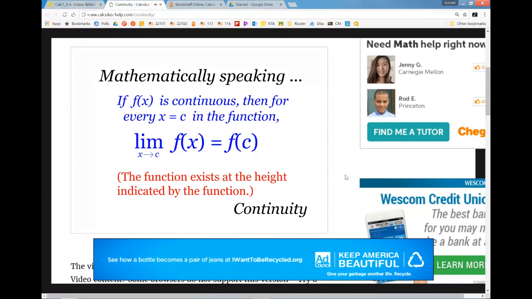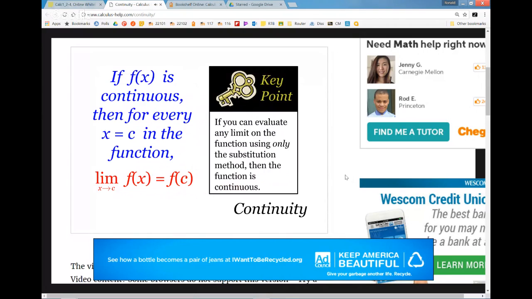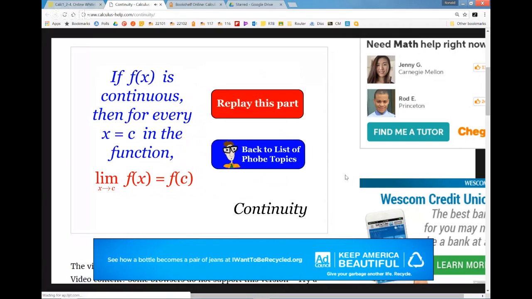How can you tell if this happens? It seems pretty complicated. It's actually easy. If you can evaluate any limit on f of x using only the substitution method, then the function is continuous. And that's all there is to it.